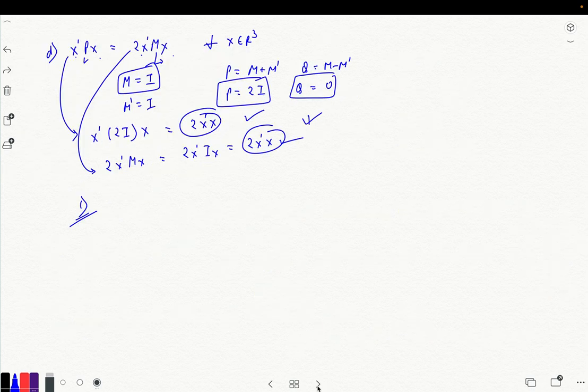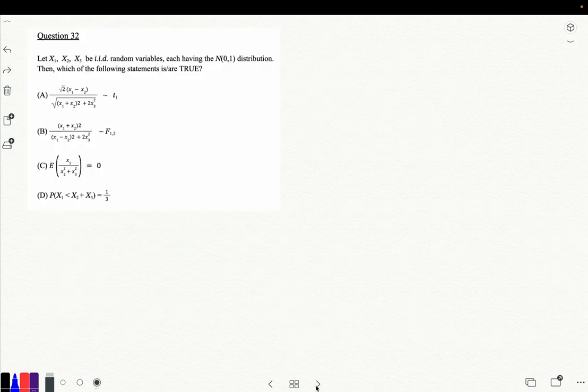And now let's see question number 32. Okay, so what is in it? It is saying that let x1, x2, x3 be IID random variables, each having the normal 0, 1. Then which of the following statements are true? Yeah, I like these questions. These can be solved in very less time, if you know the properties. So it is saying xi is normal with 0, 1, and these are IID, and i is 1, 2, 3.